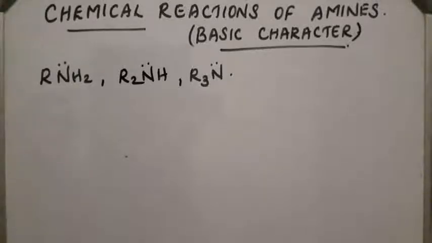Chemical reactions of amines. Amines are primary, secondary and tertiary amines. All these amines contain a nitrogen atom, and these nitrogen atoms contain an unshared pair of electrons. Also, there are N-H bonds present in the primary and secondary amines. And the nitrogen atom is more electronegative than hydrogen.